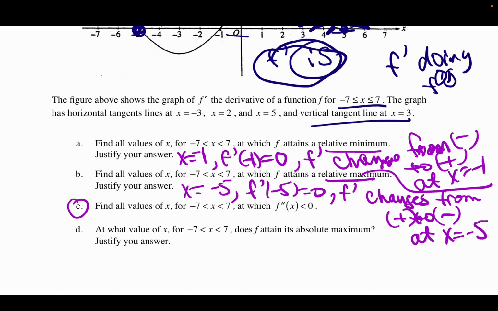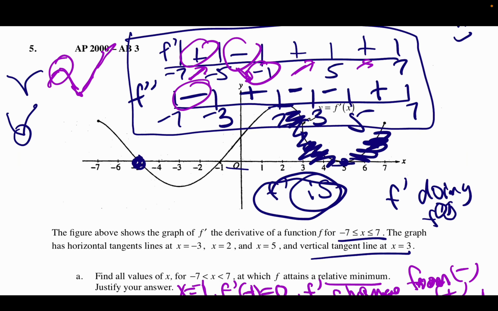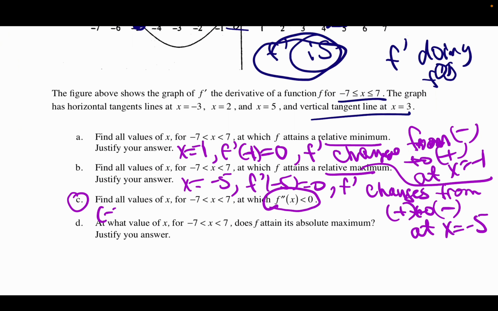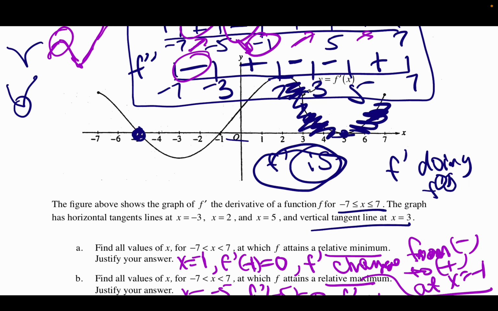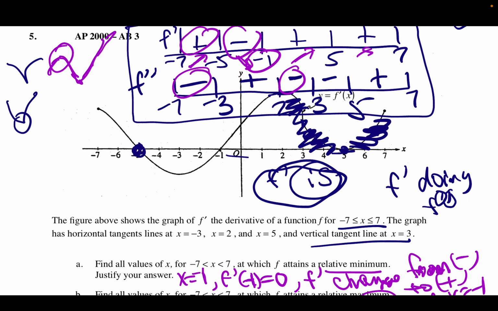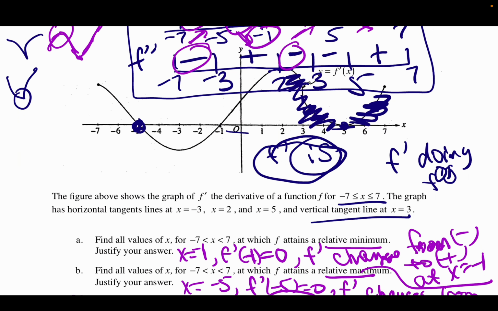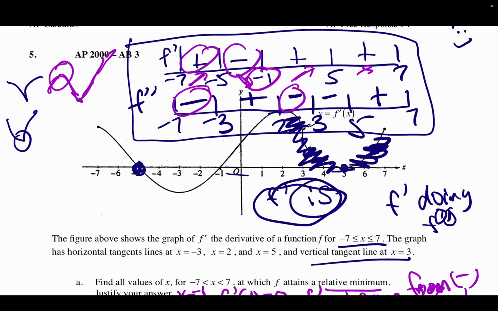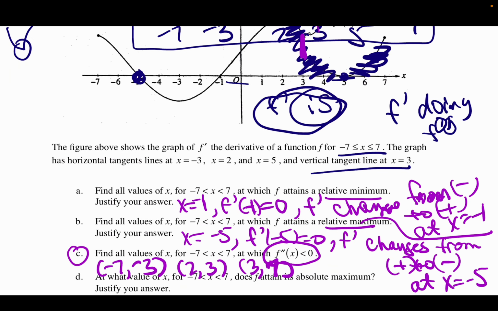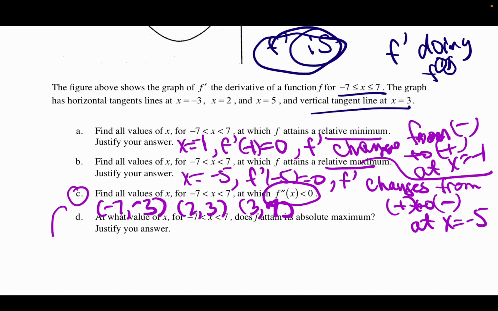Now C. Find all values for where your second derivative is less than 0. Well, yay, I've already found that. My second derivative is less than 0 from -7 to -3. Be careful. My second derivative is negative from 2 to 3, and then from 3 to 7. Because we knew at 3 it had a vertical tangent, so technically it's not negative during that time. Right there. And I would go on and say how I knew that. I knew that because f prime was decreasing on these intervals.